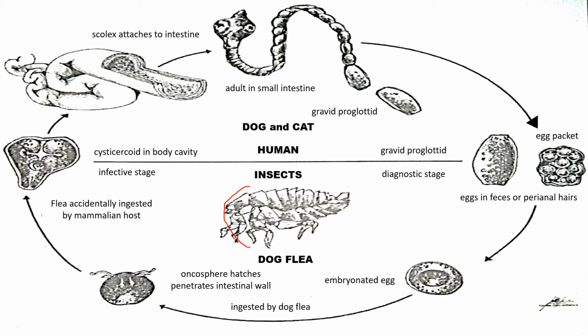And then the adult flea will harbor the infective cysticercoid, because as the flea matures, developing into adults, the oncosphere matures, forming the cysticercoid, and it will be accidentally ingested by the mammalian host. So humans, normally children, acquire the infection by ingesting the infected flea. It may develop into an adult in the small intestine, then repeat its life cycle.